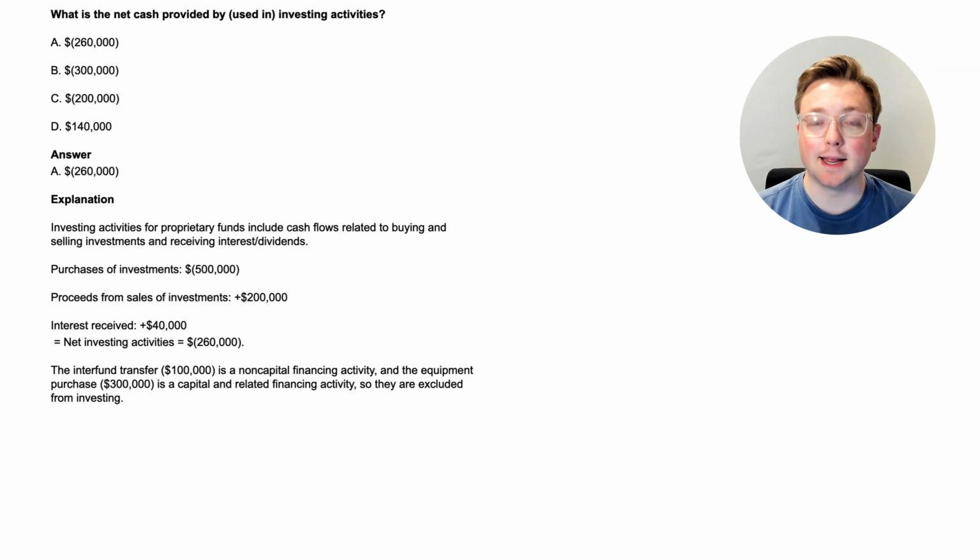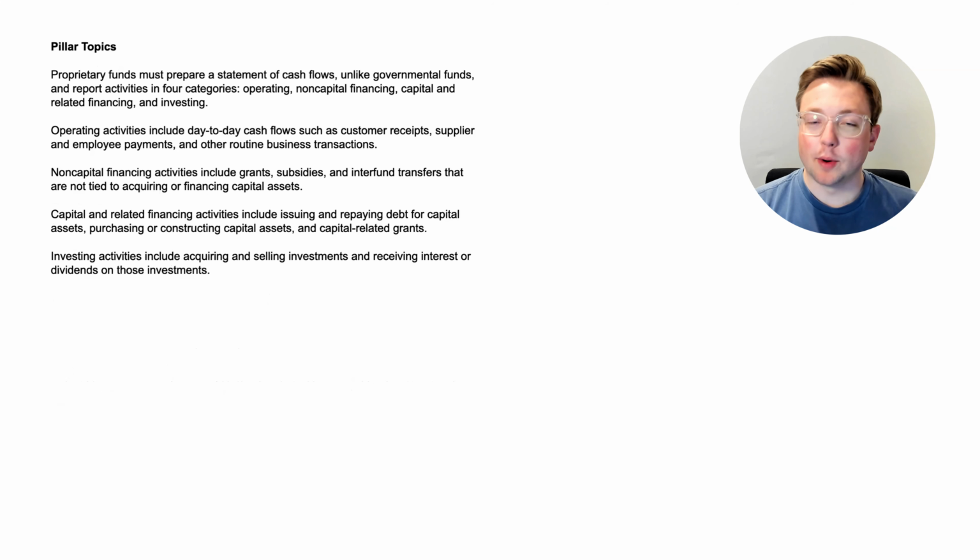So now let's go ahead and look at the pillar topics for this video. All right, here we are at the pillar topics. Again, these are just the key ideas, simplified, just a sentence or 2. This is how you would do it, but you can write it in your own words, or maybe do it slightly differently. Proprietary funds must prepare a statement of cash flows. That's super important. They have to prepare it, unlike governmental funds, and report activities in 4 categories. They report operating, non-capital financing, capital and related financing, and investing.